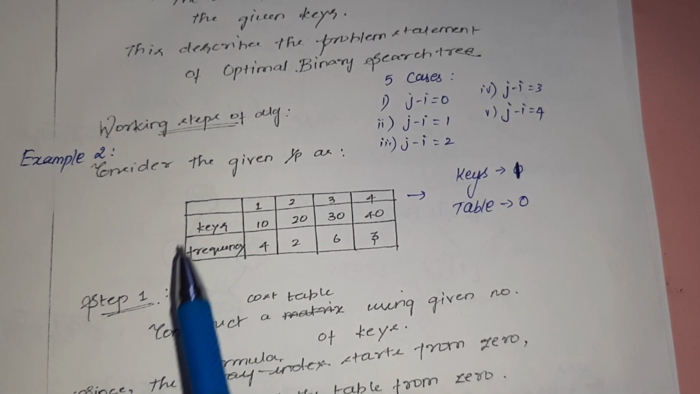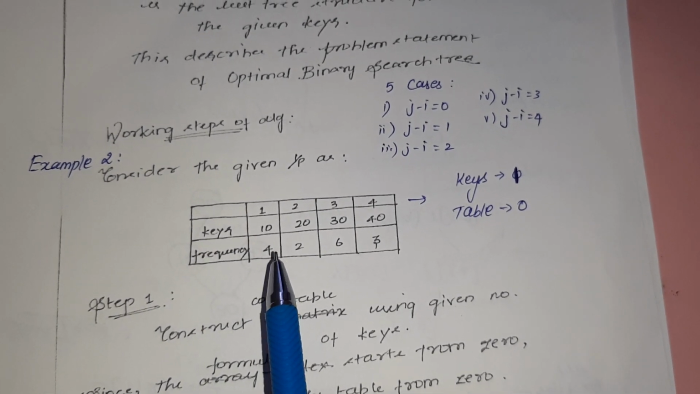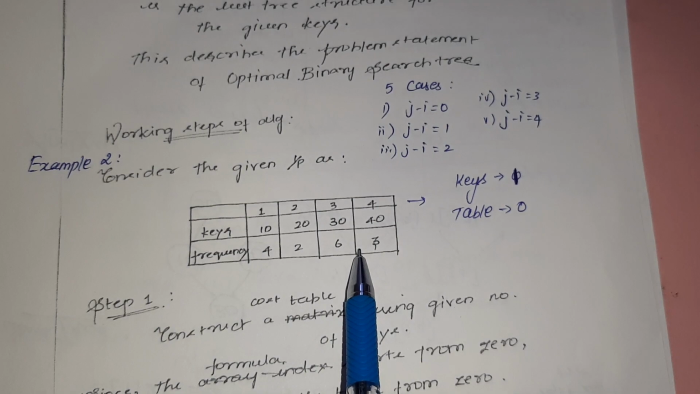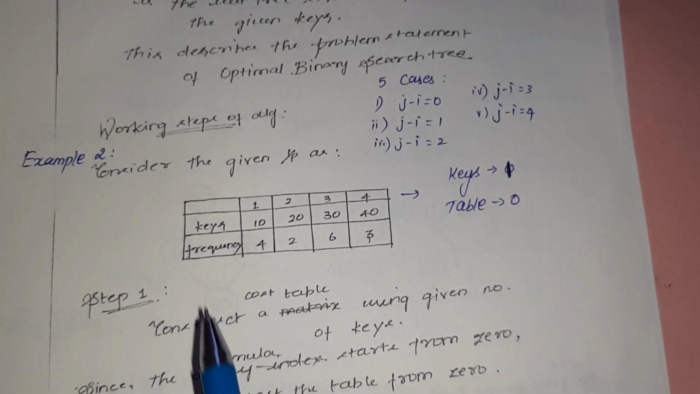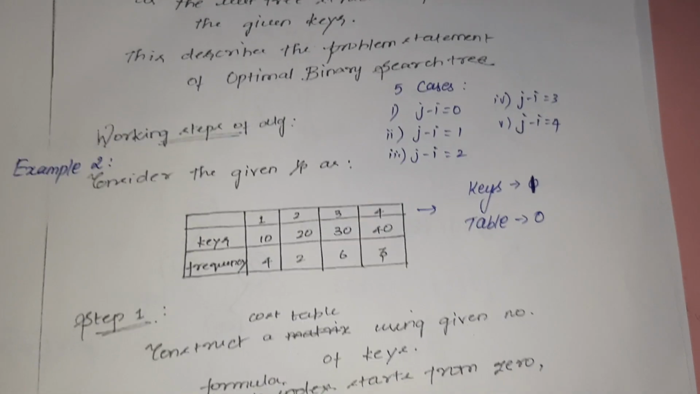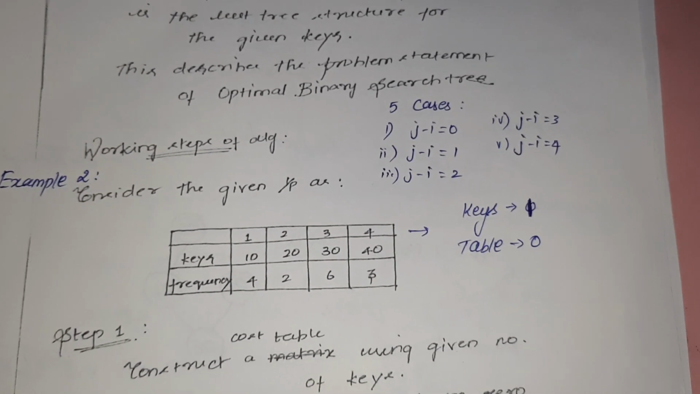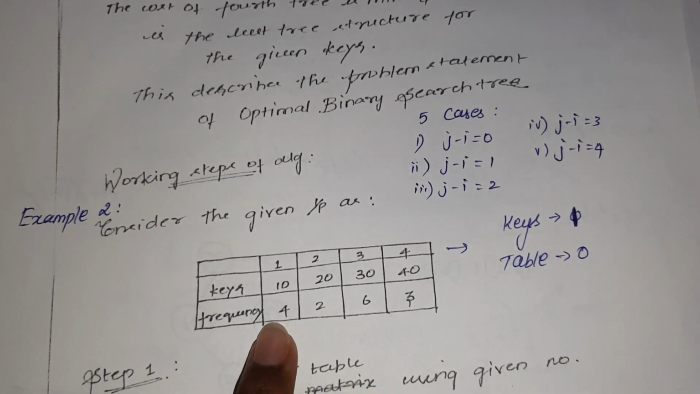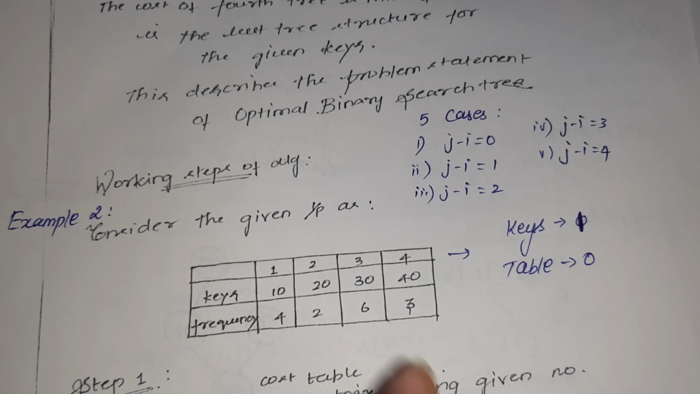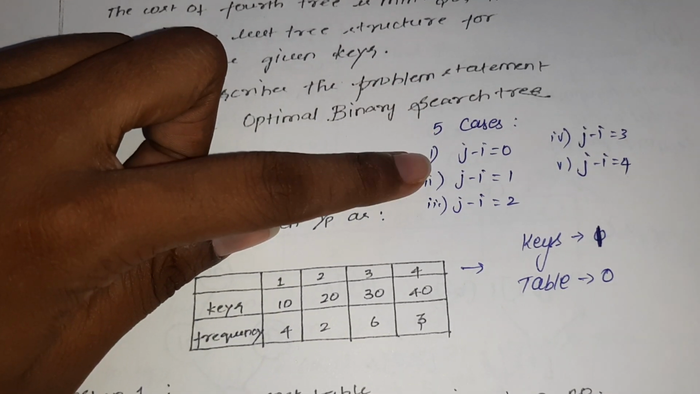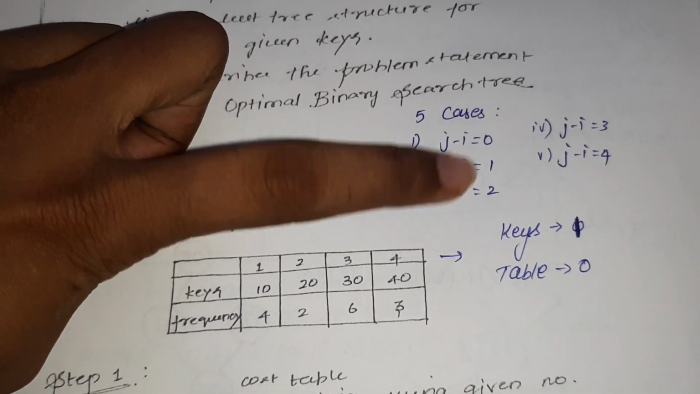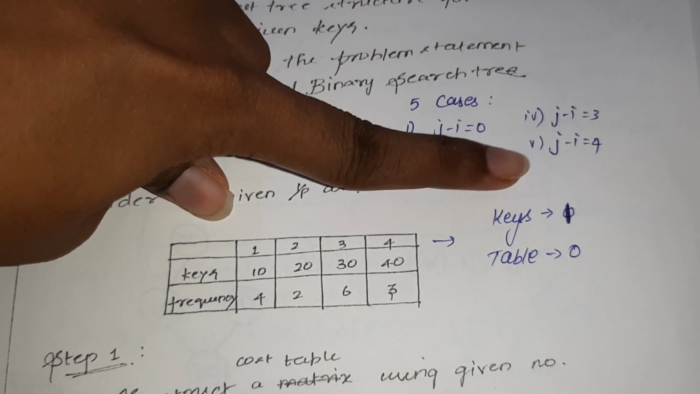So here what is very important is how many keys they are giving; plus 1 cases we are going to rectify. For that the formula is j minus i. This is the formula. So if you are getting 4 nodes, you should solve it by plus 1 cases. So the first one is j minus i equal to 0, then 1, 2, 3, and 4.